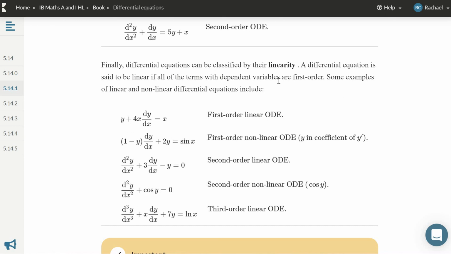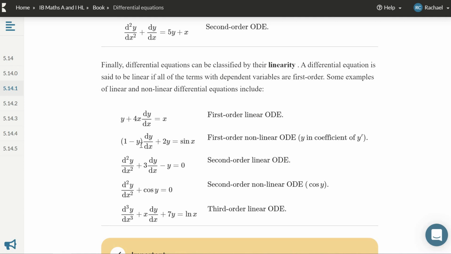So all terms with dependent variables. Here you see the dependent variable is y, and y is by itself. It's not multiplying by anything. It's by itself. So this is linear. Here it's non-linear because this is a coefficient of the y prime.